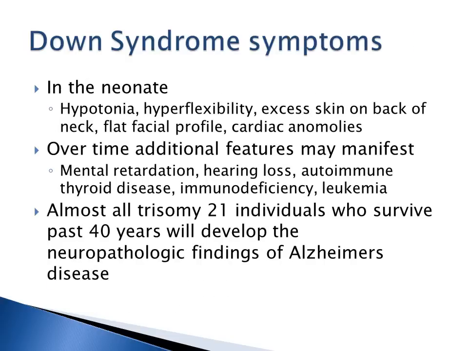The symptoms of Down syndrome in neonates include hypotonia, hyperflexia, excess skin on the back of the neck, flat facial profile, as well as cardiac anomalies. Over time, you get additional features such as mental retardation, hearing loss, autoimmune thyroid disease, immunodeficiency, and leukemia. Almost all trisomy 21 individuals who survive beyond the age of 40 will develop neuropathologic findings similar to Alzheimer's disease.